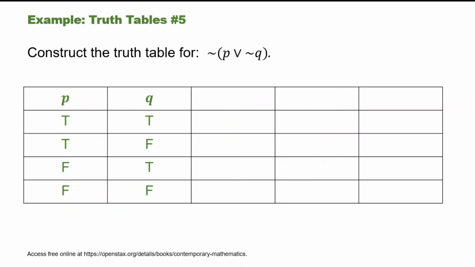Example, truth tables number 5. Construct the truth table for not, parentheses, P or not Q, close parentheses. Once again, we have the column headers as P, then Q, and the rest are blank. So for these to build to our completed statement, the third column header needs to be not Q. The fourth column header needs to be P or not Q. And the final header needs to be the completed statement, not, parentheses, P or not Q, close parentheses.